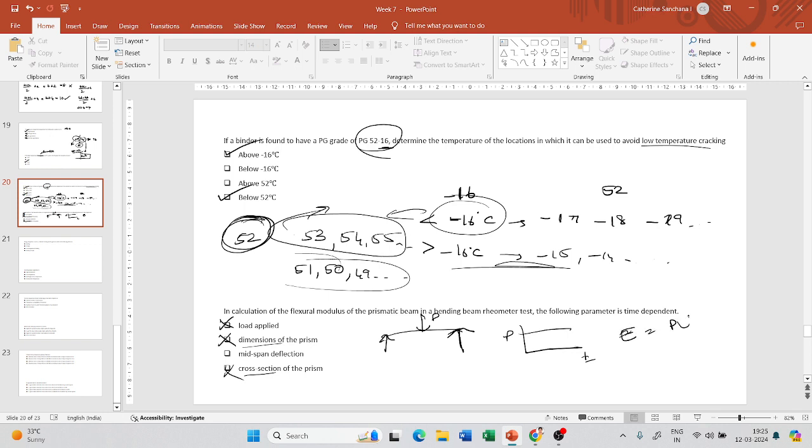E is equal to PL cube by 48 deflection into I. And here this deflection is going to vary as a function of time, because though this equation has been derived for an elastic beam, by using the elastic-viscoelastic correspondence principle, we simply substituted the constant value of deflection as a time dependent function. Since this is a time dependent function, the stiffness, the modulus of the bitumen also became a time dependent function. So the midspan deflection is taken to be varying as a function of time.